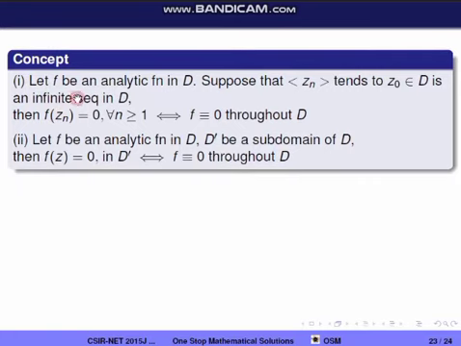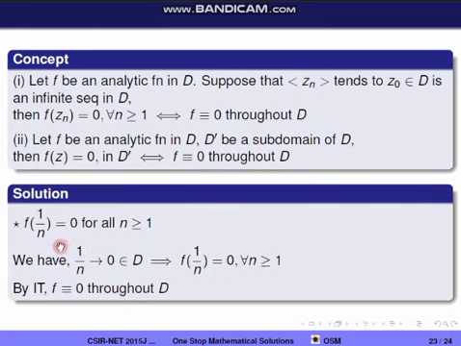Let f be an analytic function in D, where D is an open unit disk. Suppose that a sequence Zn tending to Z0, where Z0 belongs to D, is an infinite sequence in D, then f of Zn equal to 0 for every n greater than or equal to 1 if and only if f is identically 0 throughout D. Let f be an analytic function in D and D dash be a subdomain of D, then f of z is equal to 0 in D dash if and only if f is identically 0 throughout D. So we'll check the options one by one.